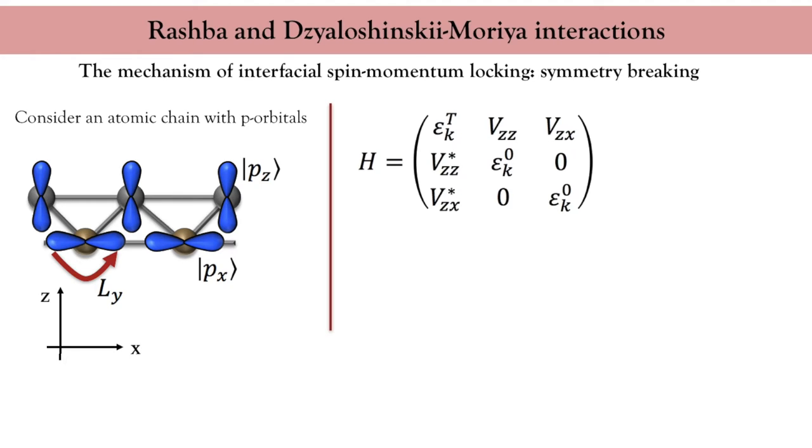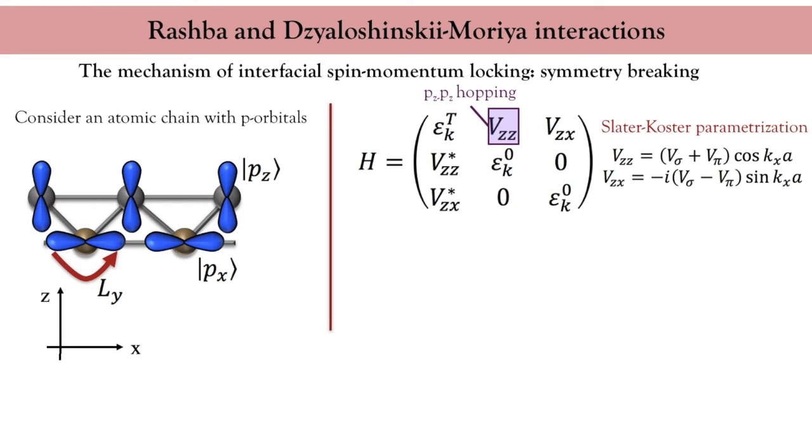Now, let's look at the off-diagonal elements of my matrix. These elements couple the top chain with the bottom chain. V_zz is the coupling element between the top pz and bottom pz orbitals. I can express it explicitly using Slater-Koster parametrization, and I obtain something proportional to the cosine of k_x a. Here, k_x is the momentum along the x direction, and a is the lattice parameter. This cosine comes from the phase of the Bloch states, which simply add up because the hopping integral between the two pz orbitals is spatially symmetric.